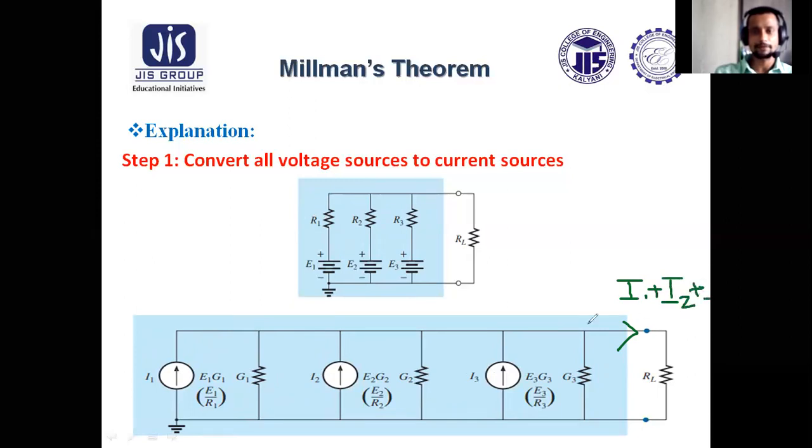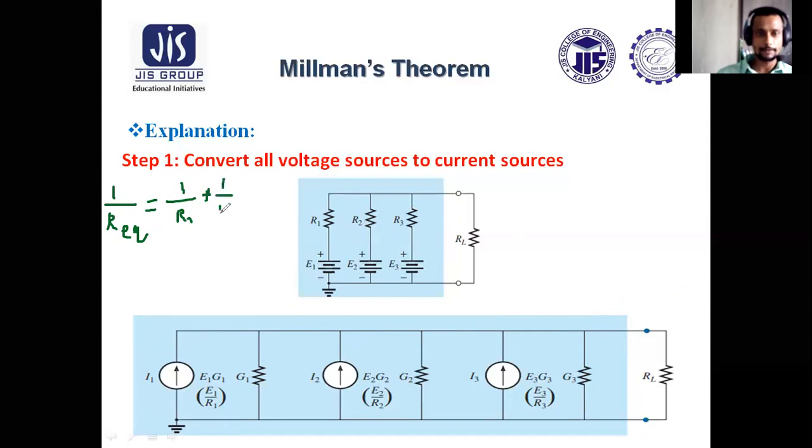Similarly, why is conductance placed here? What is the equivalent resistance of parallelly combined resistors? Equivalent resistance can be calculated by 1 by Req equals 1 by R1 plus 1 by R2 plus 1 by R3, where Req is the equivalent resistance.